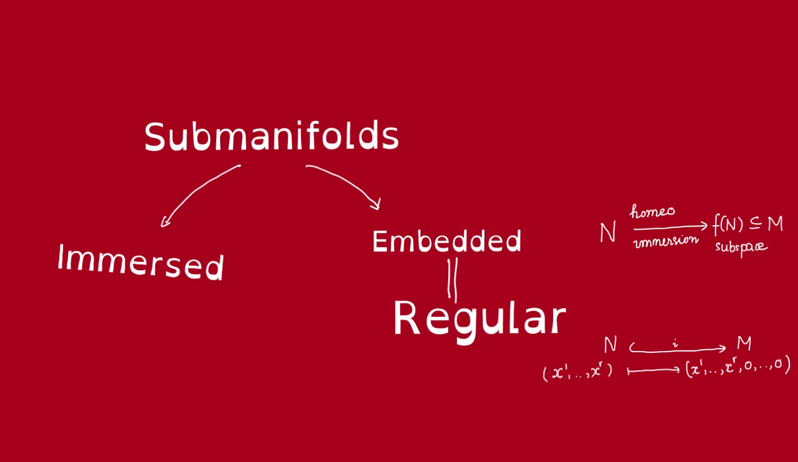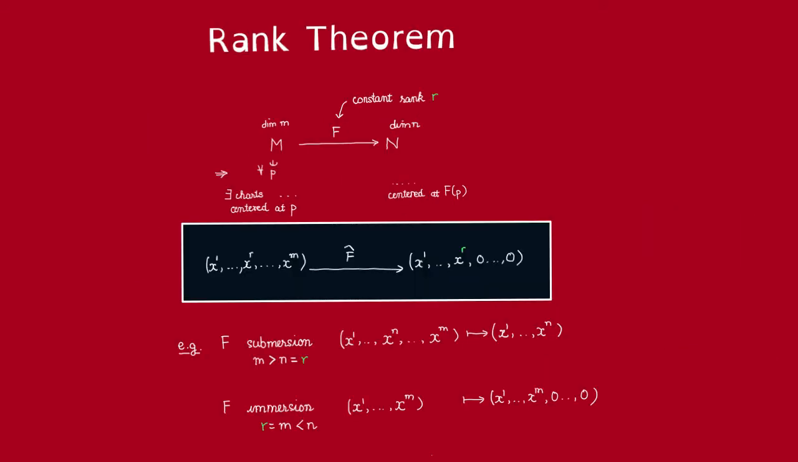Now we want to show that an embedded submanifold is also a regular submanifold. In other words, we actually want to show this image, the image of a manifold N under such a map F as described here, must be a regular submanifold of M. To this end, we want to use a general theorem called the constant rank theorem, or it's sometimes just called the rank theorem. This is a generalization of the inverse function theorem.